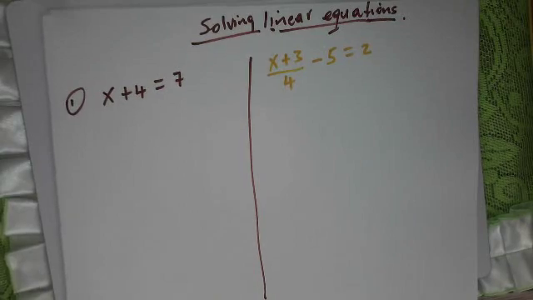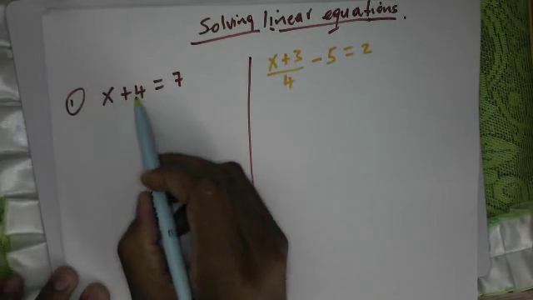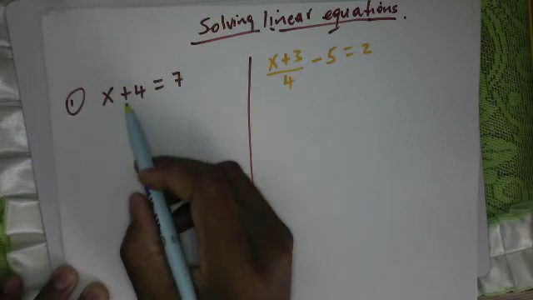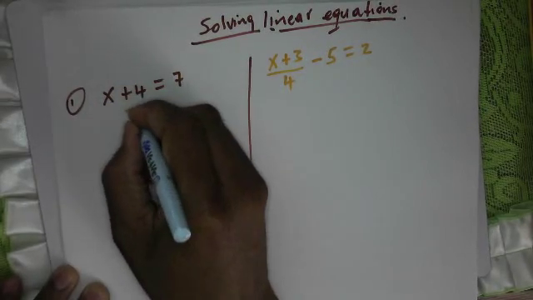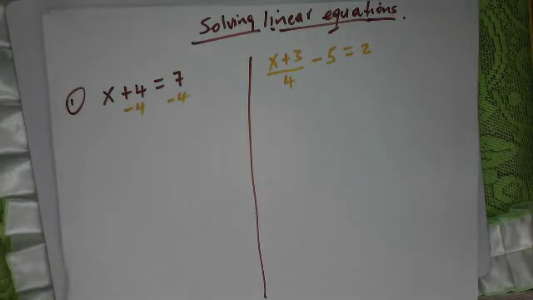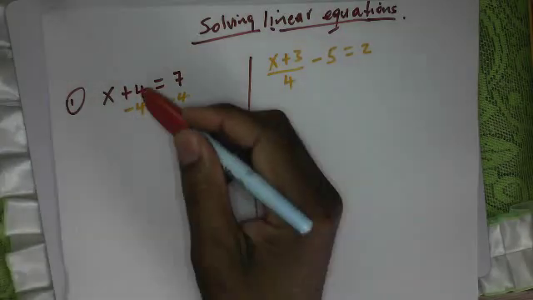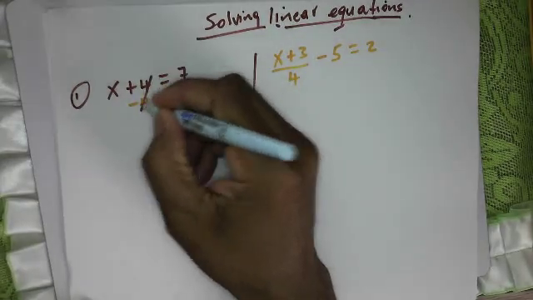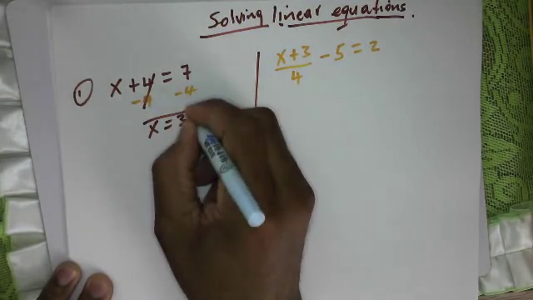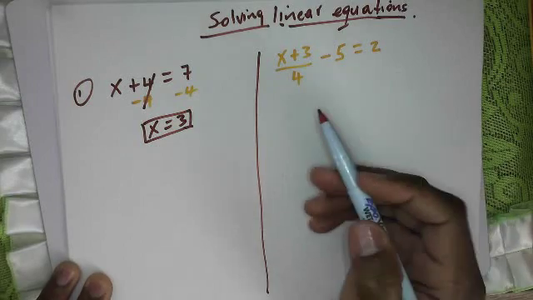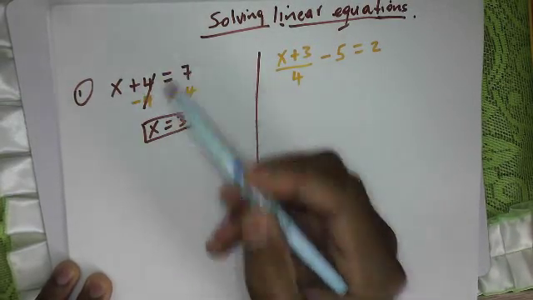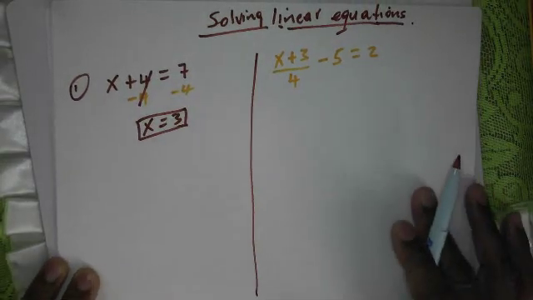Okay, for this one, we see that 4 is added to our variable. So the reverse operation of addition is subtraction. So we subtract 4 from both sides. Whatever you do to one side, you must do to the other for the thing to be balanced or equal. So this 4 would cancel that one. So it is x equals 7 minus 4, that is 3. And that is our answer there. And we can test it. X is 3, so 3 plus 4 equals 7. So that is our answer there.